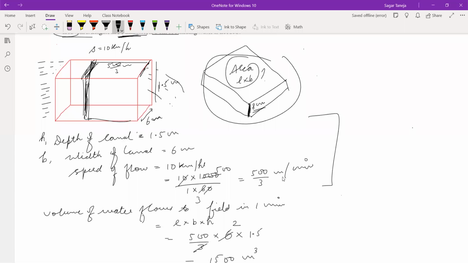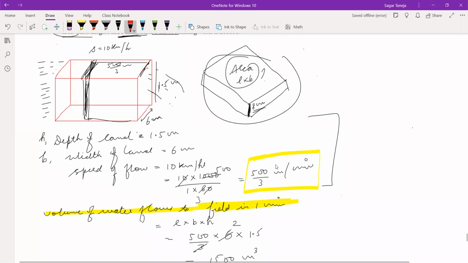Yes or no? Be quick in this. Yes, then volume of water that flows to the field in 1 minute. How are we able to calculate this? Might be this will be your question. Is this your point, that sir, why have you taken this speed as length? Yes, sir. Okay. I have not taken this speed as length. I have taken the distance that the water will cover in 1 minute. That's why I have written the time here in the statement.